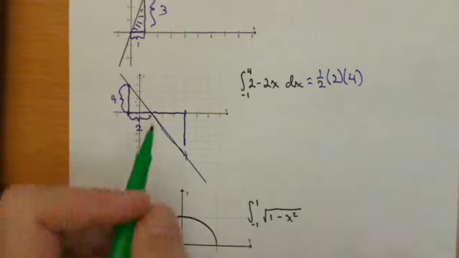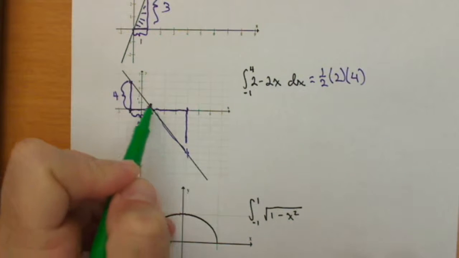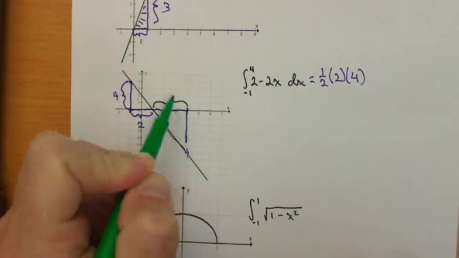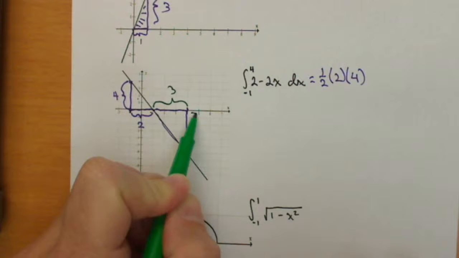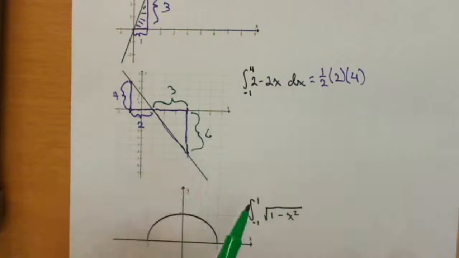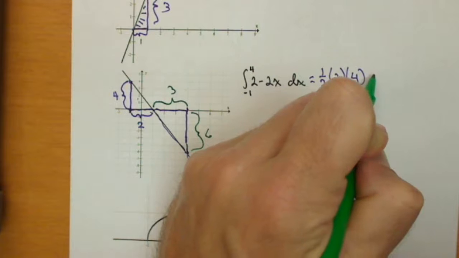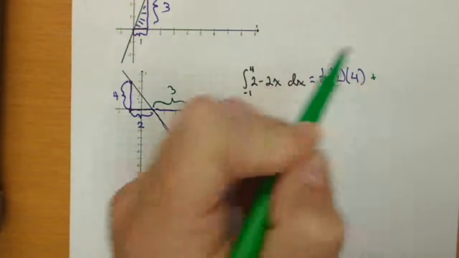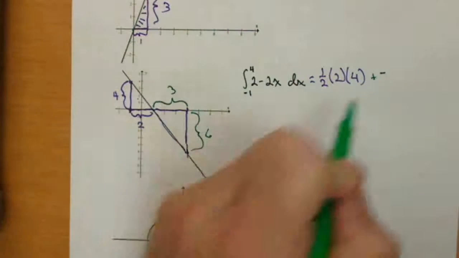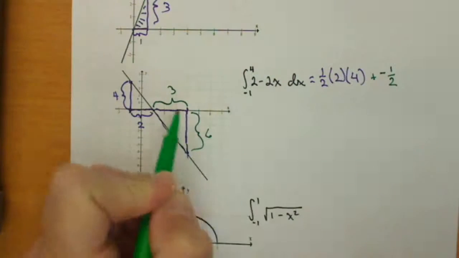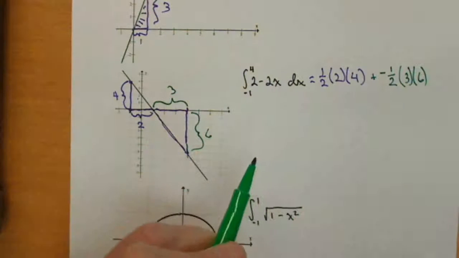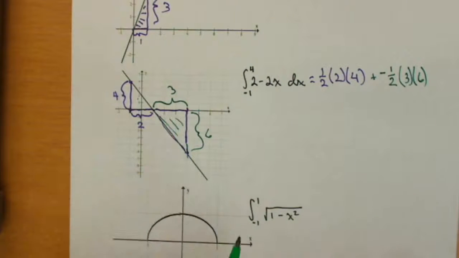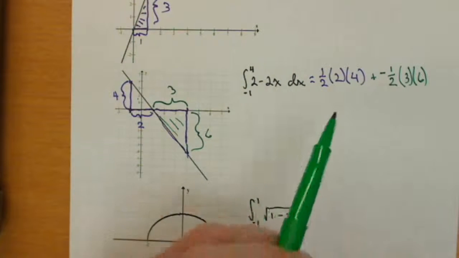Now, our negative area. Notice that we have an upside down triangle here that has a base of 3 and a height of 6. So what we're going to want to do is, again, add this as a negative. So you could say plus a negative 1/2 times the base, which is 3, times the height, which is 6. All right, again, negative because it's below the x-axis.